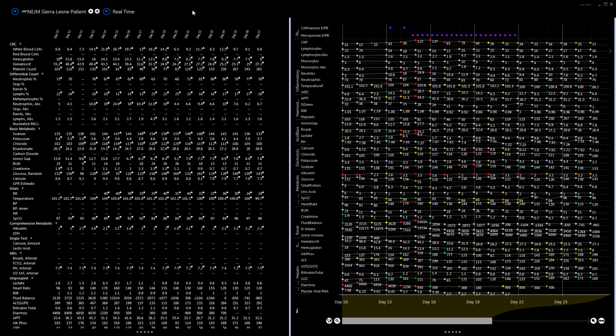Here we see the conversion by Storm Checker of massive amounts of data sets on the left panel into a time series matrix on the right panel. We see, for example, the CBC, the basic metabolic profile, the comprehensive metabolic profile, different ungrouped laboratory tests, the amount of diarrhea, the intake, the output, the fluid balance.